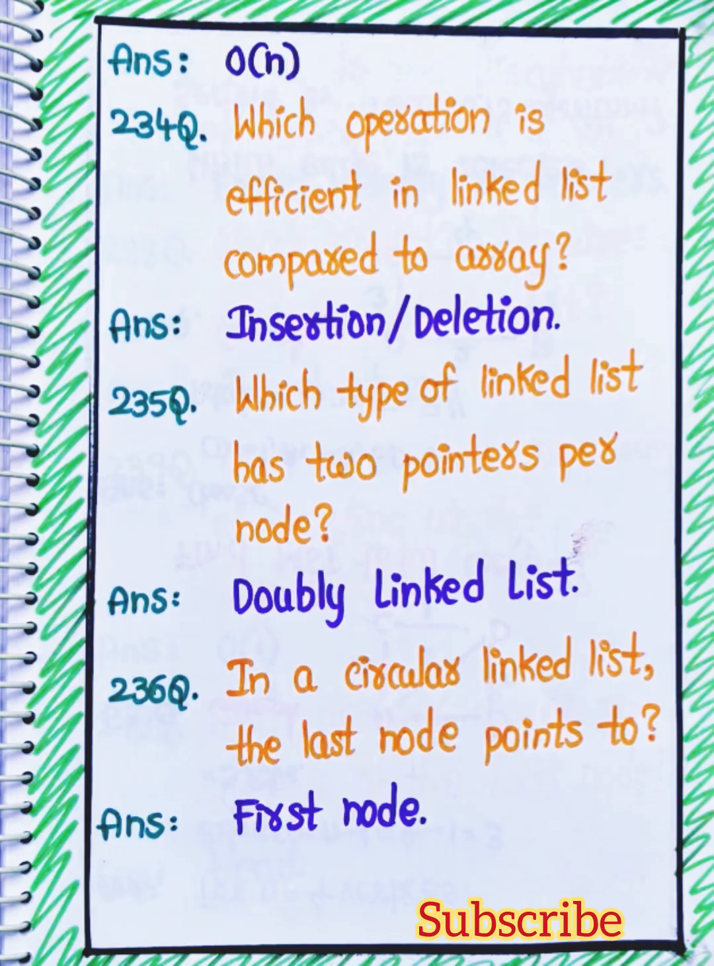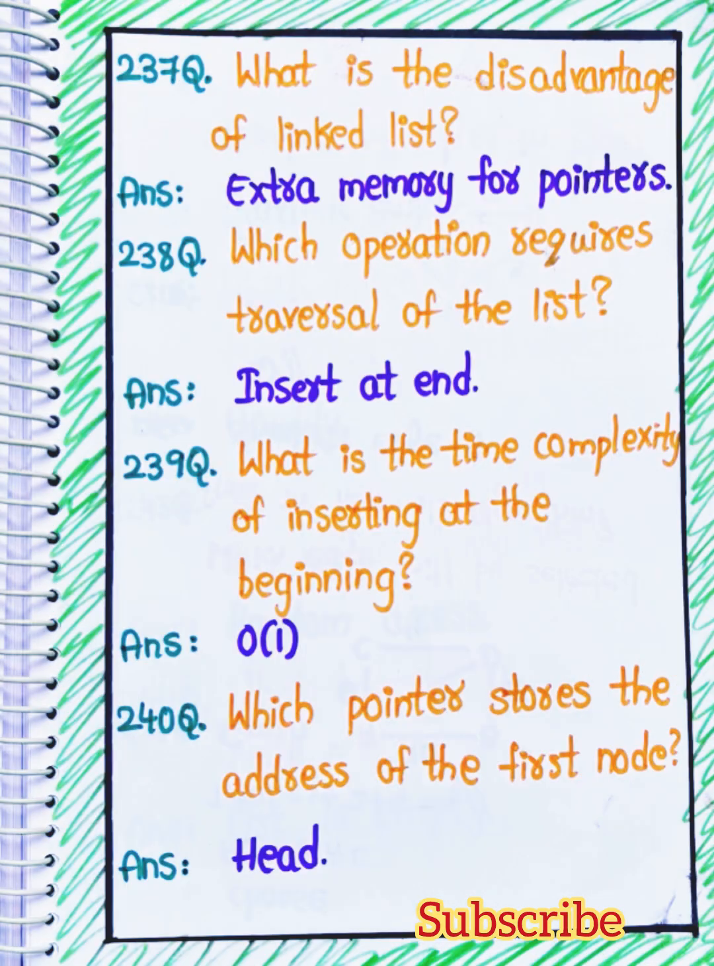Next question, which type of linked list has 2 pointers per node? Doubly linked list. Next question, in a circular linked list, the last node points to the first node. What is the disadvantage of a linked list? Extra memory for pointers. Next question, which operation requires traversal of the list? Insert at end. Next question, what is the time complexity of inserting at the beginning? O of 1.